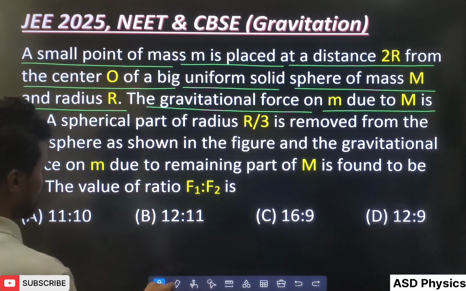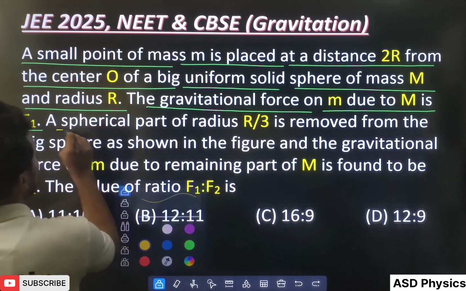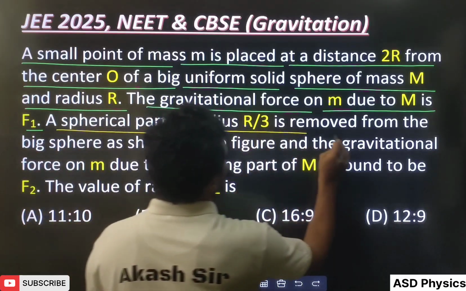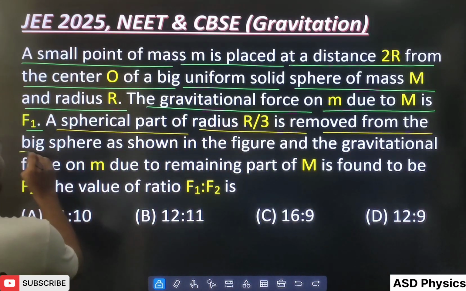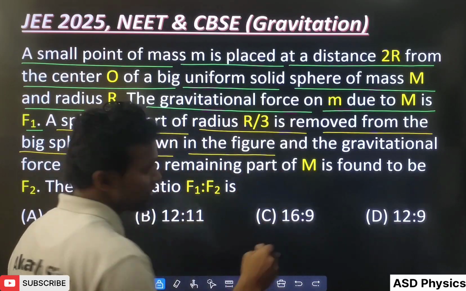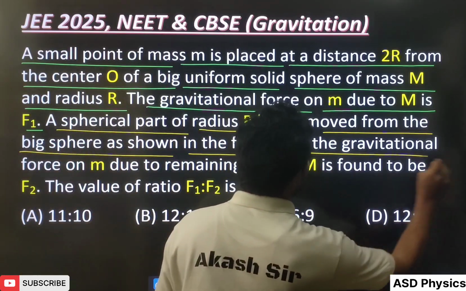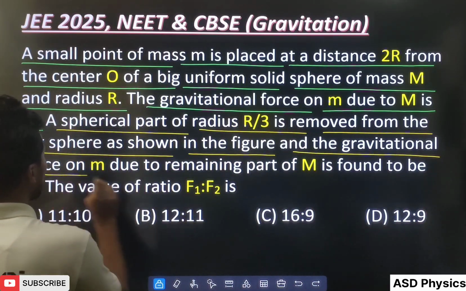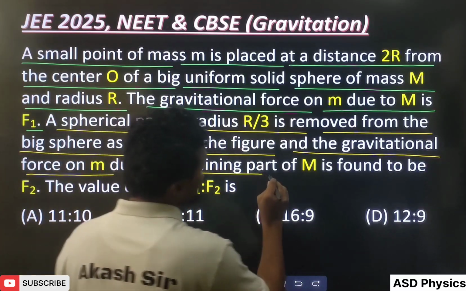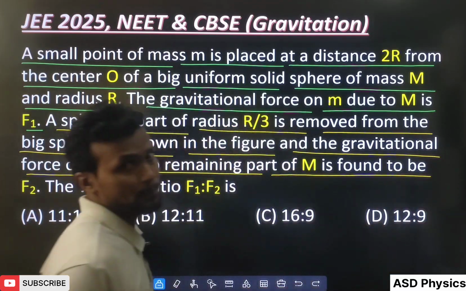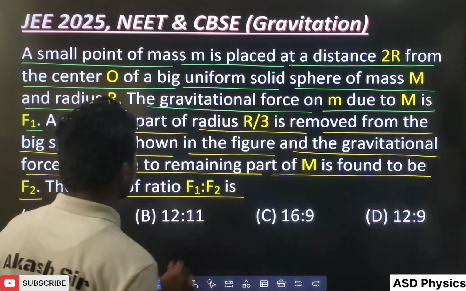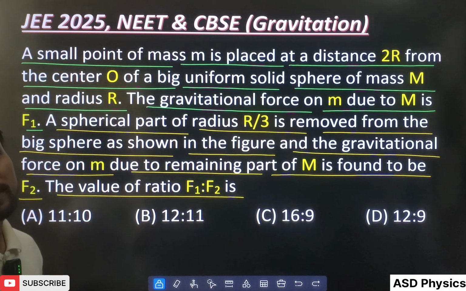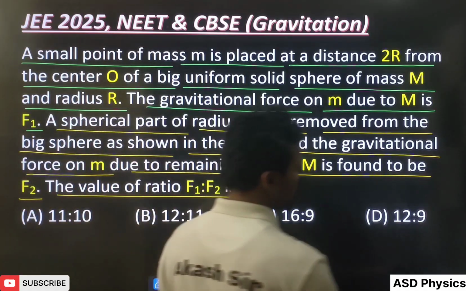Now let's see what they are telling after that. A spherical part of radius r by 3 is removed from the big sphere as shown in the figure. We will see it on the next page. And the gravitational force on small m due to the remaining part of capital M is found to be F2. The value of the ratio F1 to F2 is how much here? So let's see the situation.